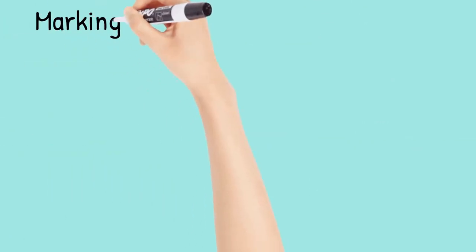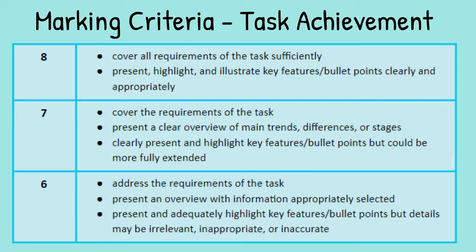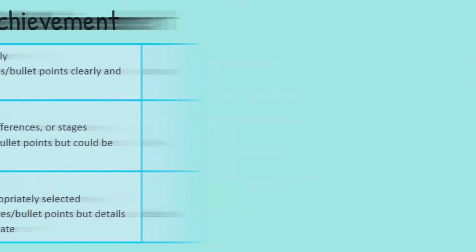Here is the marking criteria for task achievement. You will score a band 8 if you cover all requirements of the task sufficiently, present, highlight and illustrate key features or bullet points clearly and appropriately. You will score a band 7 if you cover the requirements of the task, present a clear overview of main trends, differences or stages, and clearly present and highlight key features or bullet points but could be more fully extended. You will score a band 6 if you address the requirements of the task, present an overview with information appropriately selected, and present and adequately highlight key features or bullet points, but details may be irrelevant, inappropriate or inaccurate.